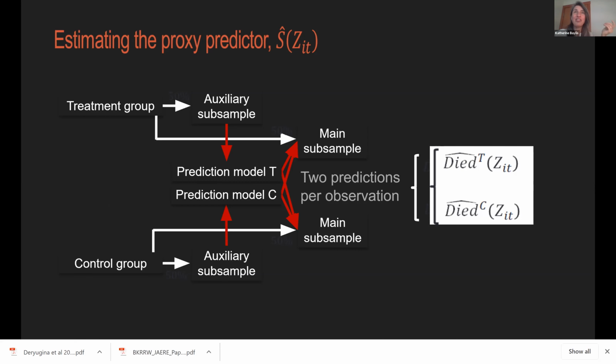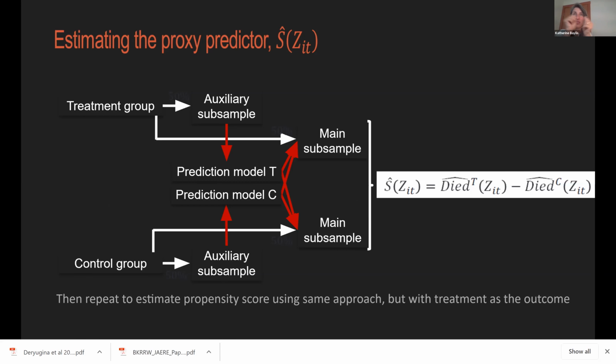And essentially the idea here is the difference in those two predictions per individual gives you an estimate of the treatment effect of living in a place with more air pollution. And again, they're able to do this by individual by day. So you get a daily probability of death for each individual, assuming that they were in the control group or treatment group.